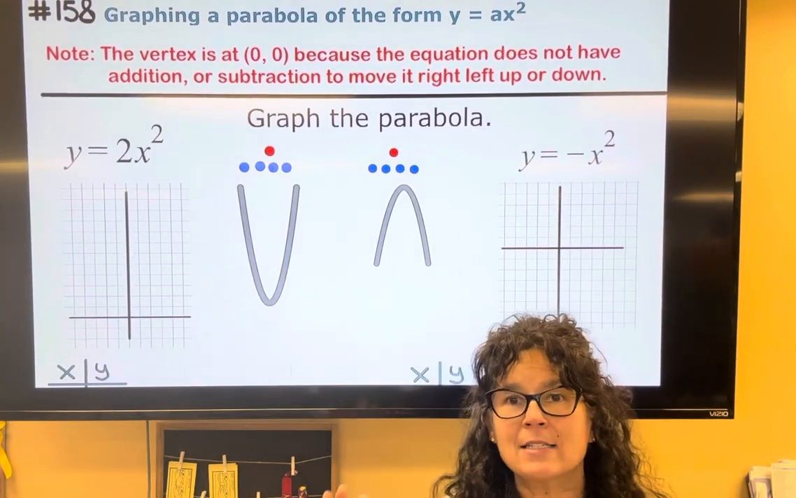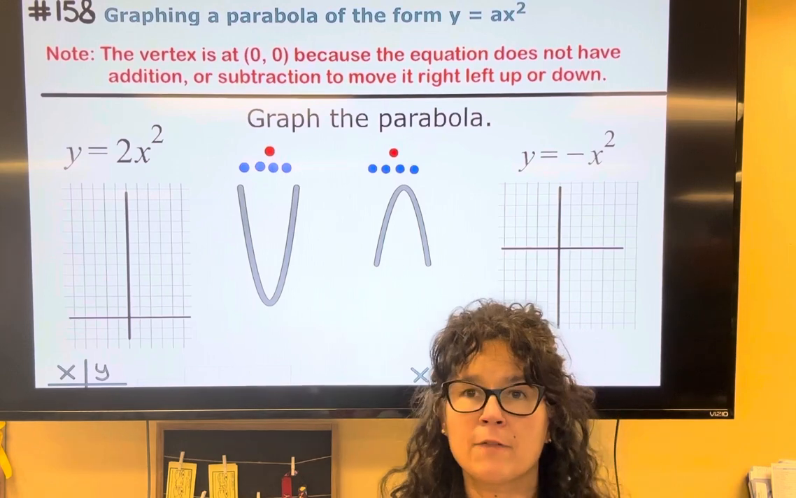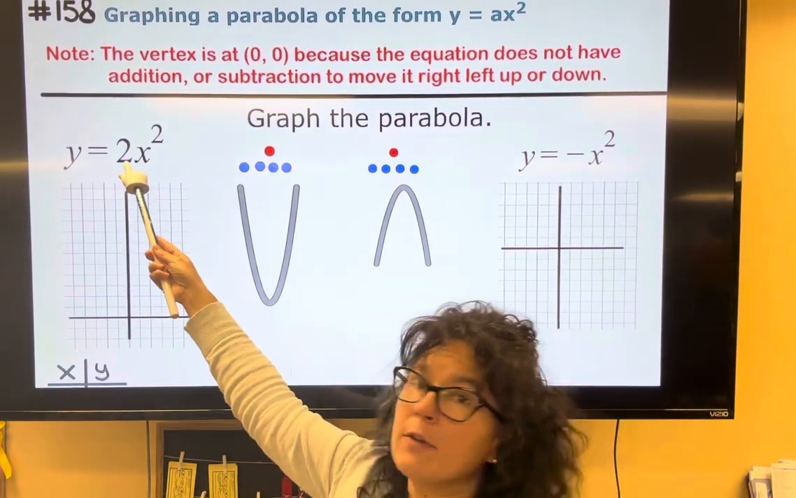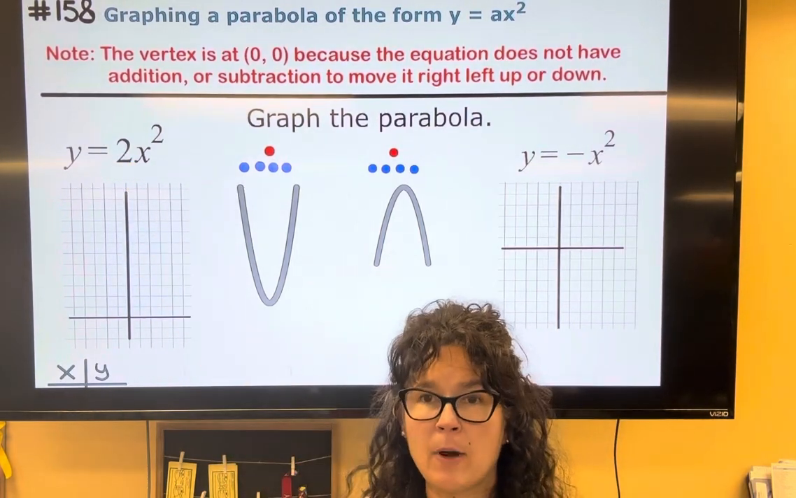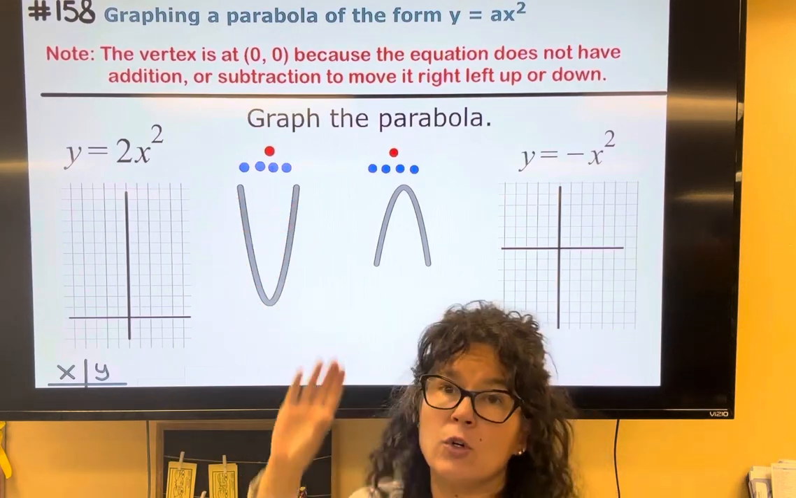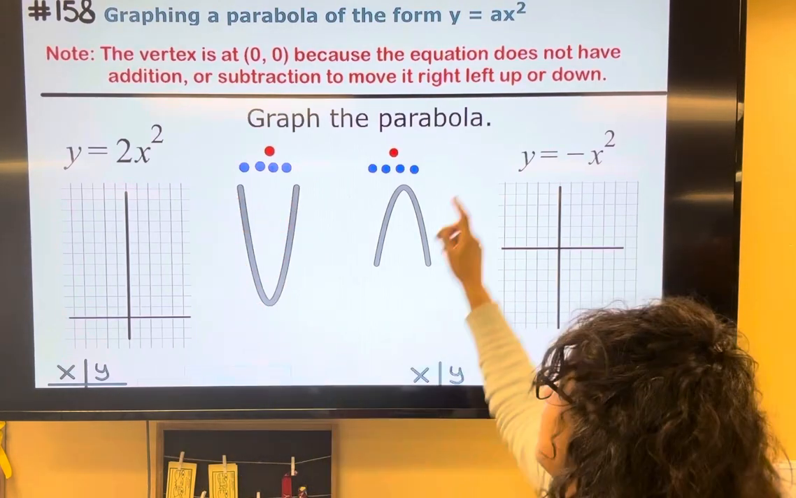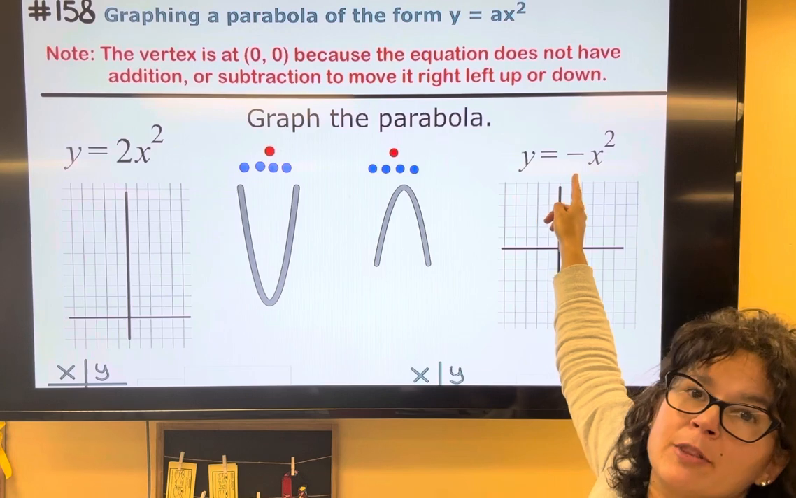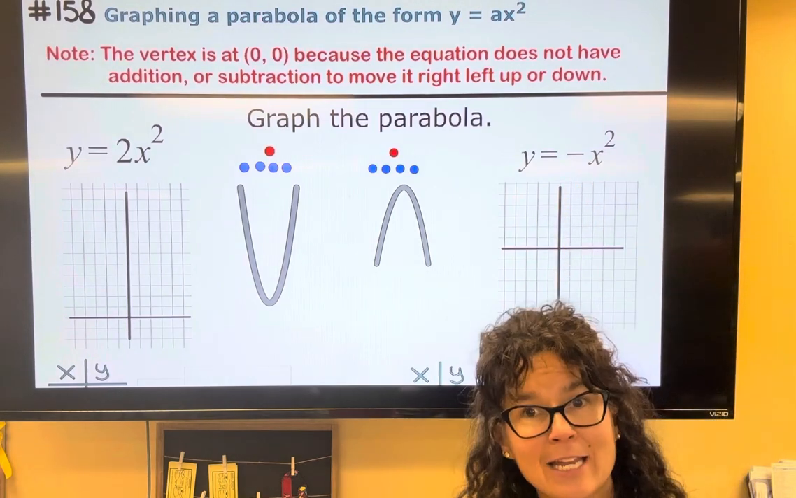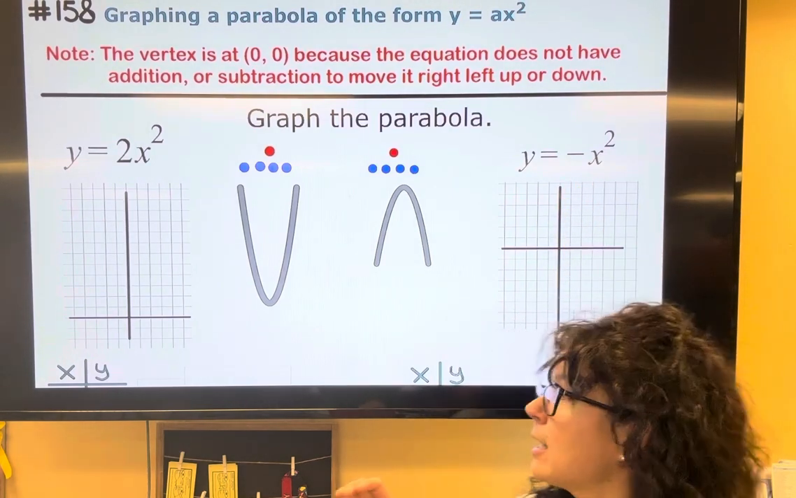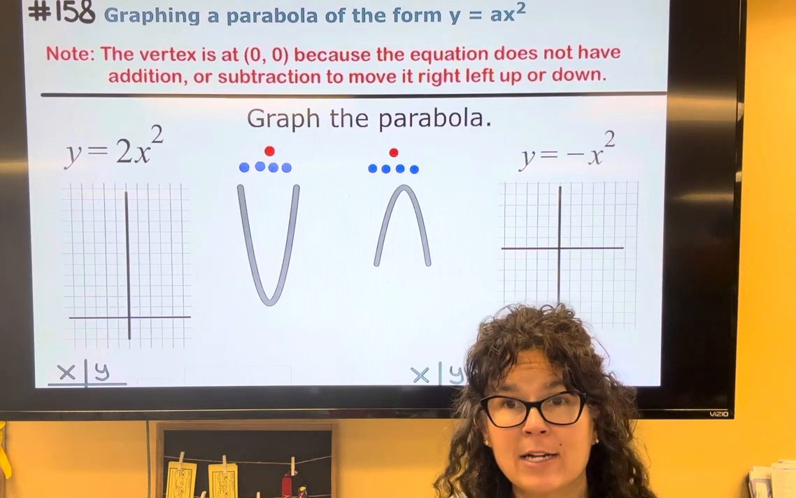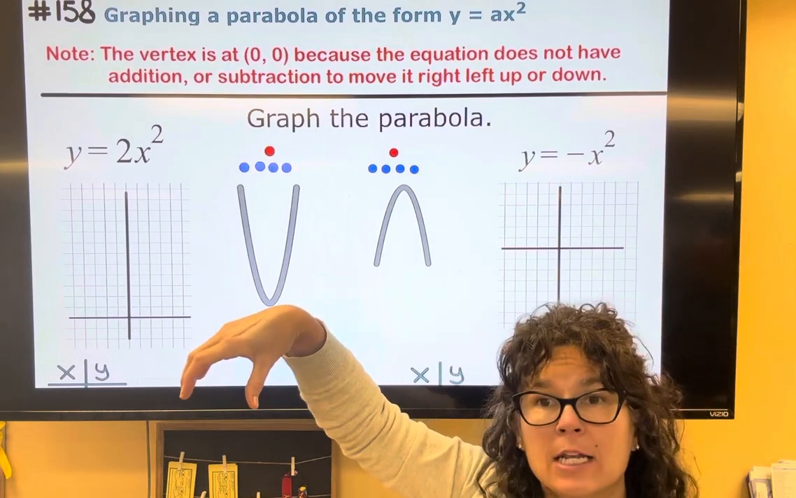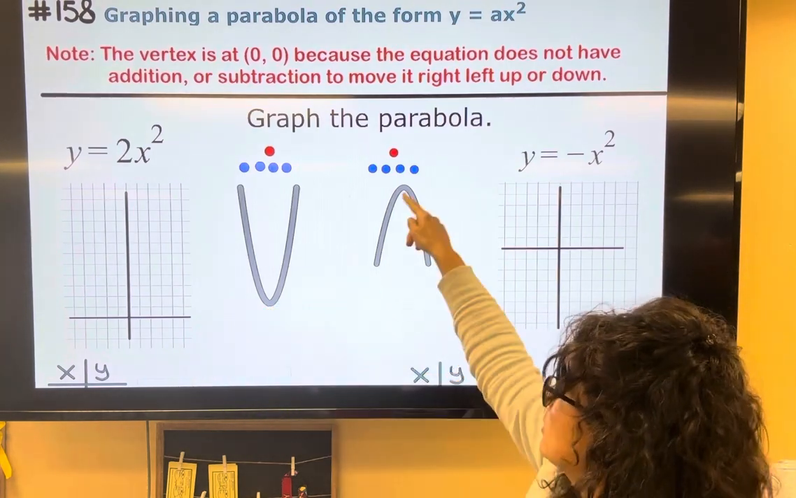In graphing these basic parabolas, the first thing to know is when the number in front of the x squared is positive, you're going to have a U opening up. This one here, I don't see a number, but there's a negative in front, which is -1. So if there's a negative number in front of x squared, then the parabola is going to open down like this one.